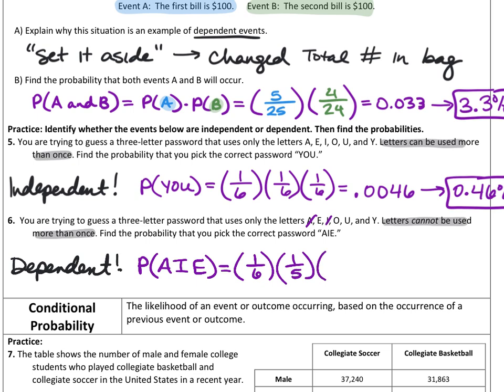How many opportunities do I have to pick E? 1 out of 4, because we changed the total number of options for ourselves. Go ahead and do this one in your calculator. 1/6 times 1/5 times 1/4. 0.0083, which changes to 0.83%.